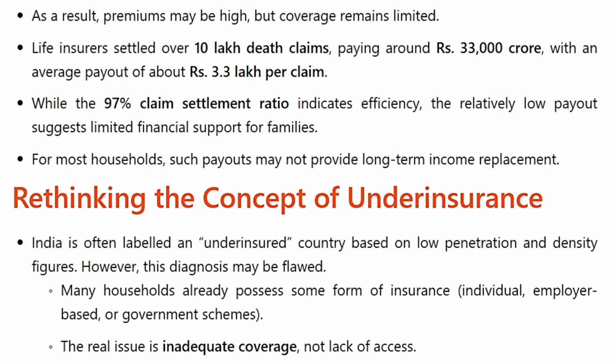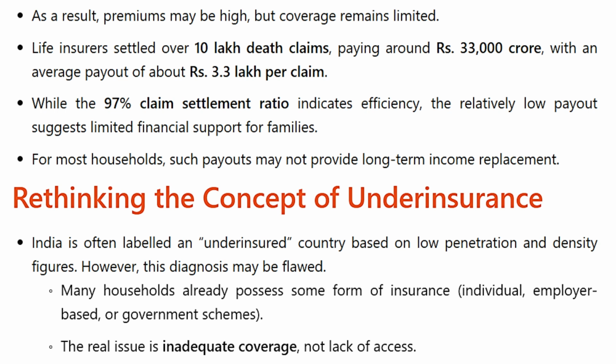Life insurance settled over 10 lakh death claims, paying around Rs 33,000 crore, with an average payout of about Rs 3.3 lakh per claim. While the 97% claim settlement ratio indicates efficiency, the relatively low payout suggests limited financial support for families. For most households, such payouts may not provide long-term income replacement.